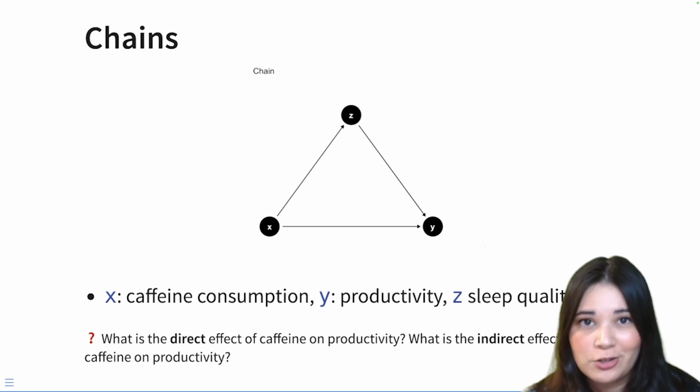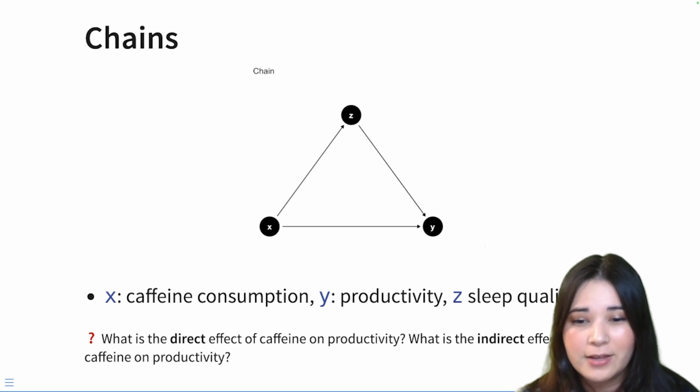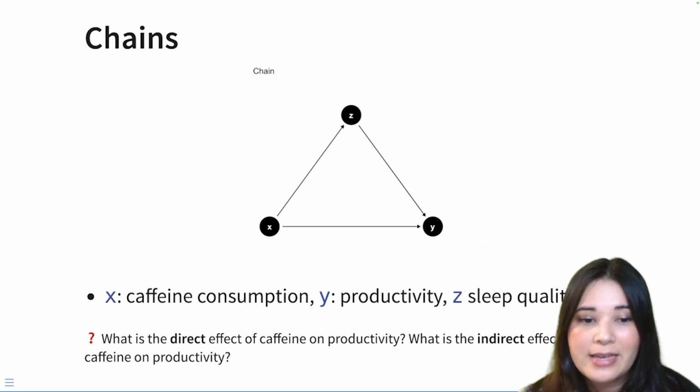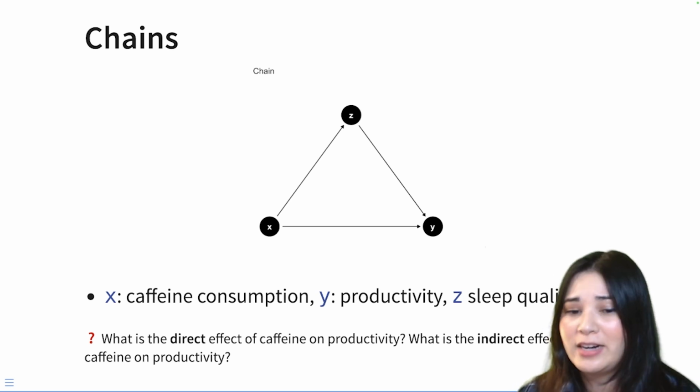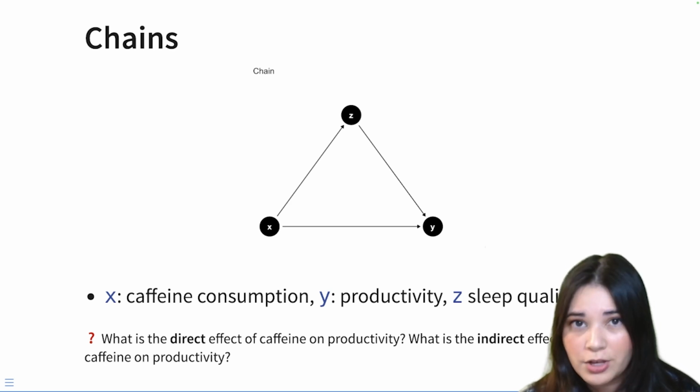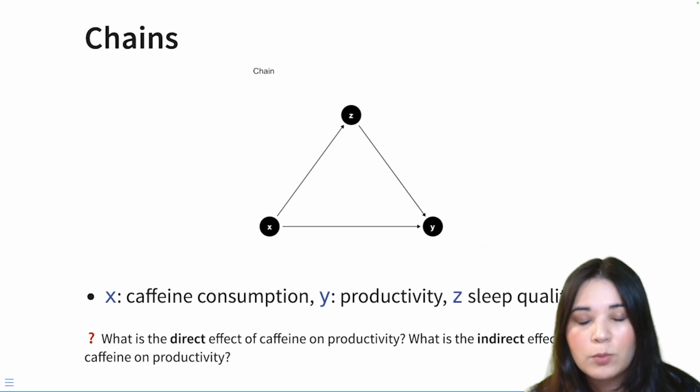Here's an example of what a chain would look like in this context. For instance, X might be caffeine consumption, Y might be productivity, and Z is sleep quality. In this case, caffeine consumption does directly cause changes in productivity. However, it also, in the long term, impacts sleep quality, Z, which then impacts our productivity. So essentially, there are two paths from X to Y in our really simple DAG.